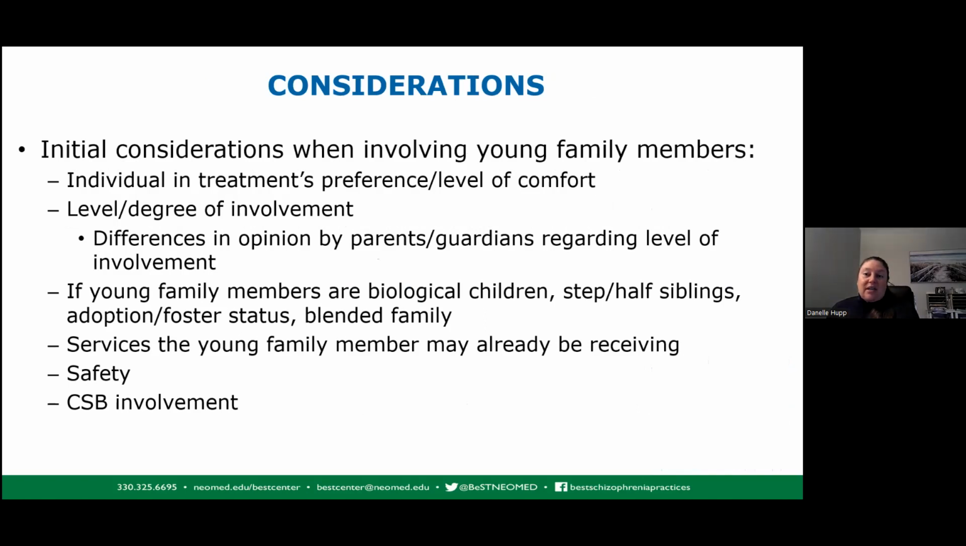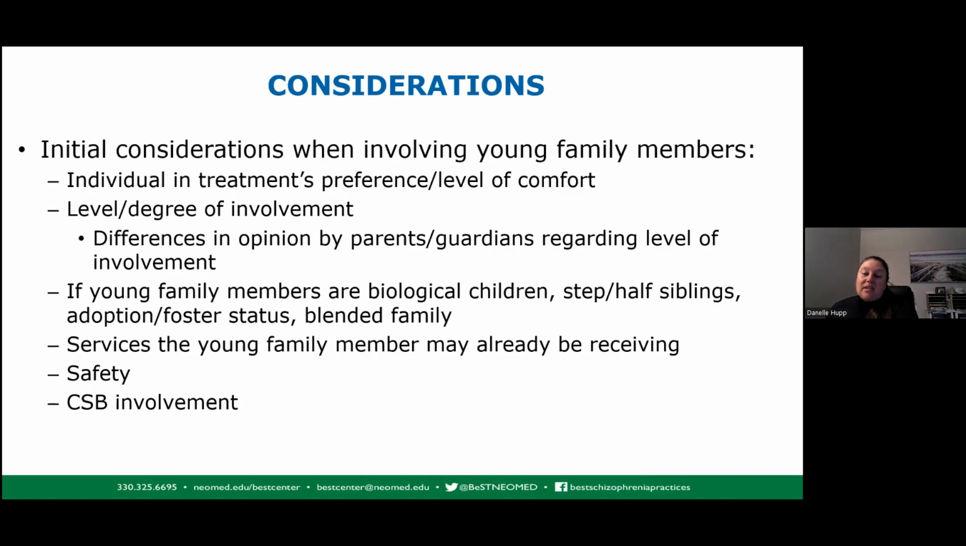When you're considering involving family members, here are some initial thoughts to see if this is the best fit. For the individual in treatment, the individual with whom you work, what's their preference or level of comfort for involving these younger family members? What's their degree of involvement with the younger family members? If they are not the parent or guardian of that younger family member, what is that parent or guardian's feeling about involving that young family member?